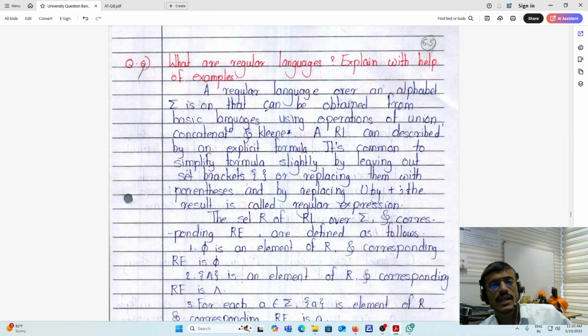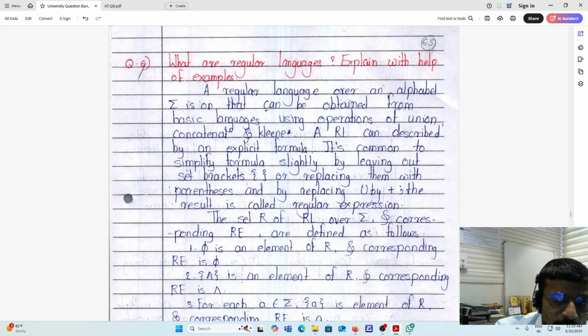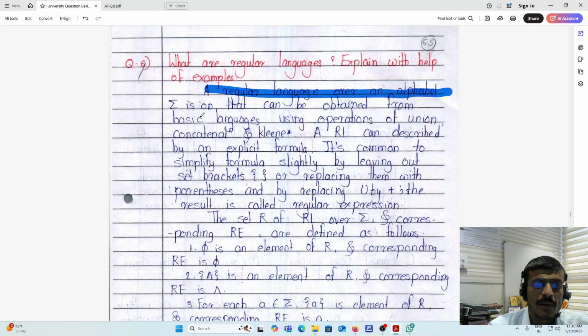Then, what is a regular language? Explain with the help of an example. A regular language over the alphabet sigma is one that can be obtained from basic languages using the operations of union, concatenation and Kleene star. That is the point from the first chapter, which uses union, concatenation and Kleene star.